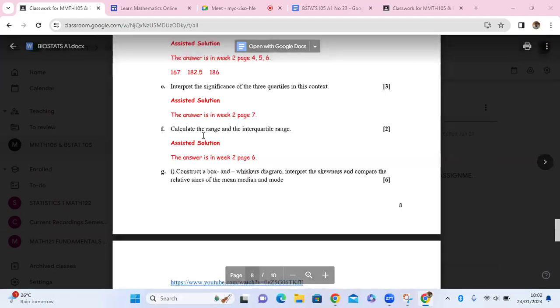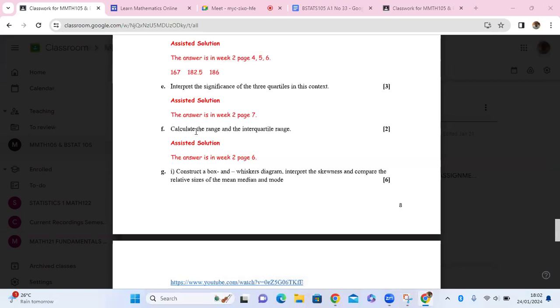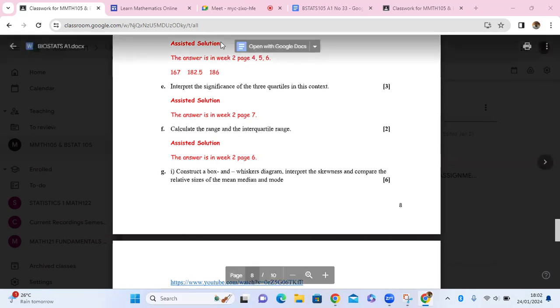Part F of number 33, of number 19, sorry, assignment 1 says to calculate the range and interquartile range. So let's look at where we can find help for this. It says in page 6. So let's check it out.